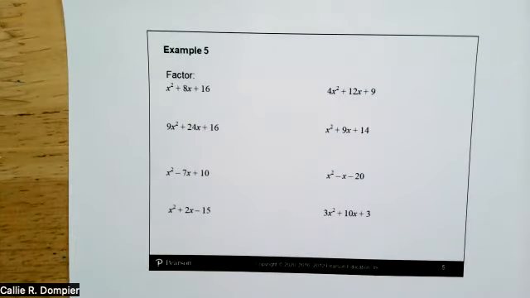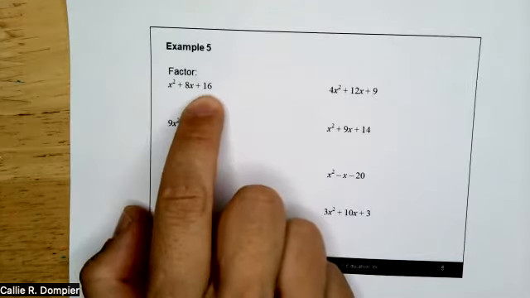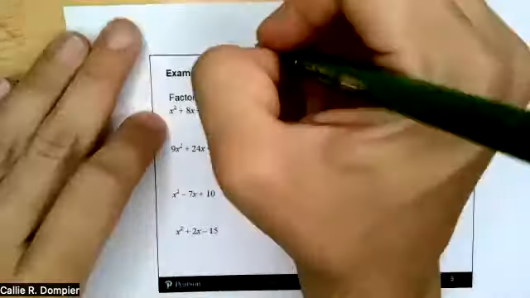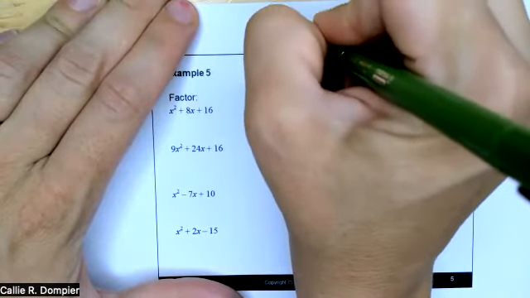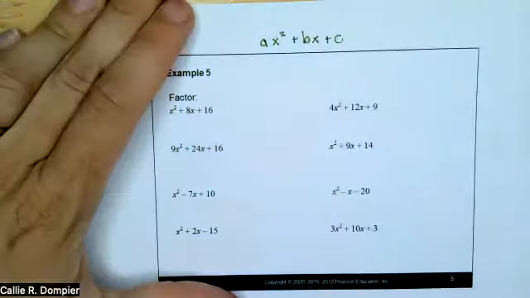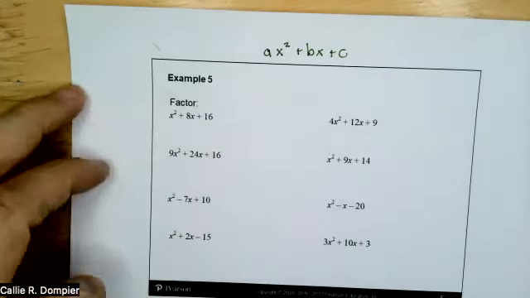X squared plus 8x plus 16. So what you want to do is find something that, well, first let's introduce ax squared plus bx plus c, right? So here my a is 1, my b is 8, and my c is 16.